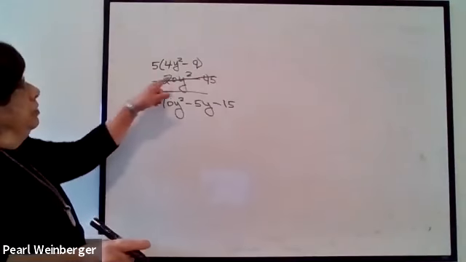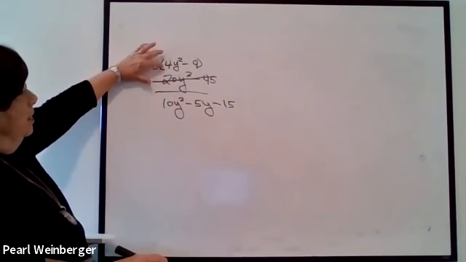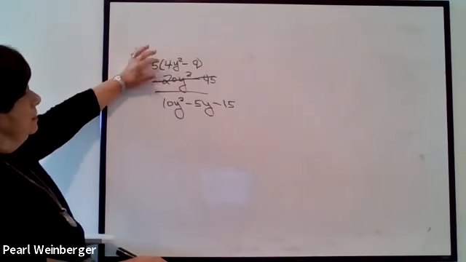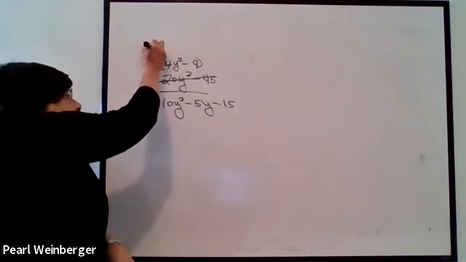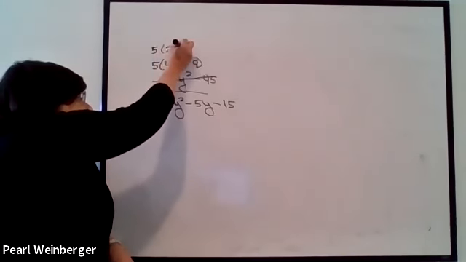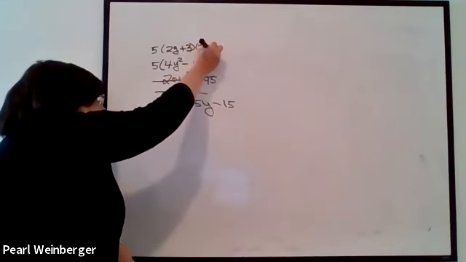I always like to put a line through something that I'm not using anymore. And now I look at the binomial inside the parentheses, and it is the difference of squares. So I can factor that further into (2y plus 3) and (2y minus 3).